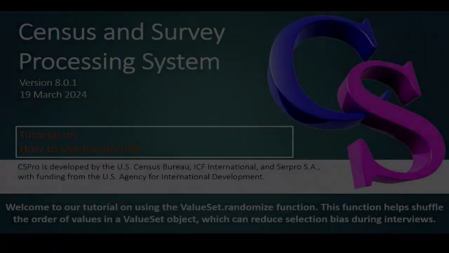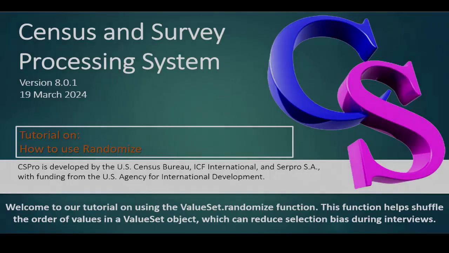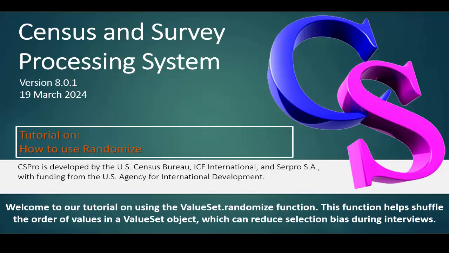We have covered how to use the randomize function with codes, labels, and the exclude option. Try it out in your own project and let me know how it goes.